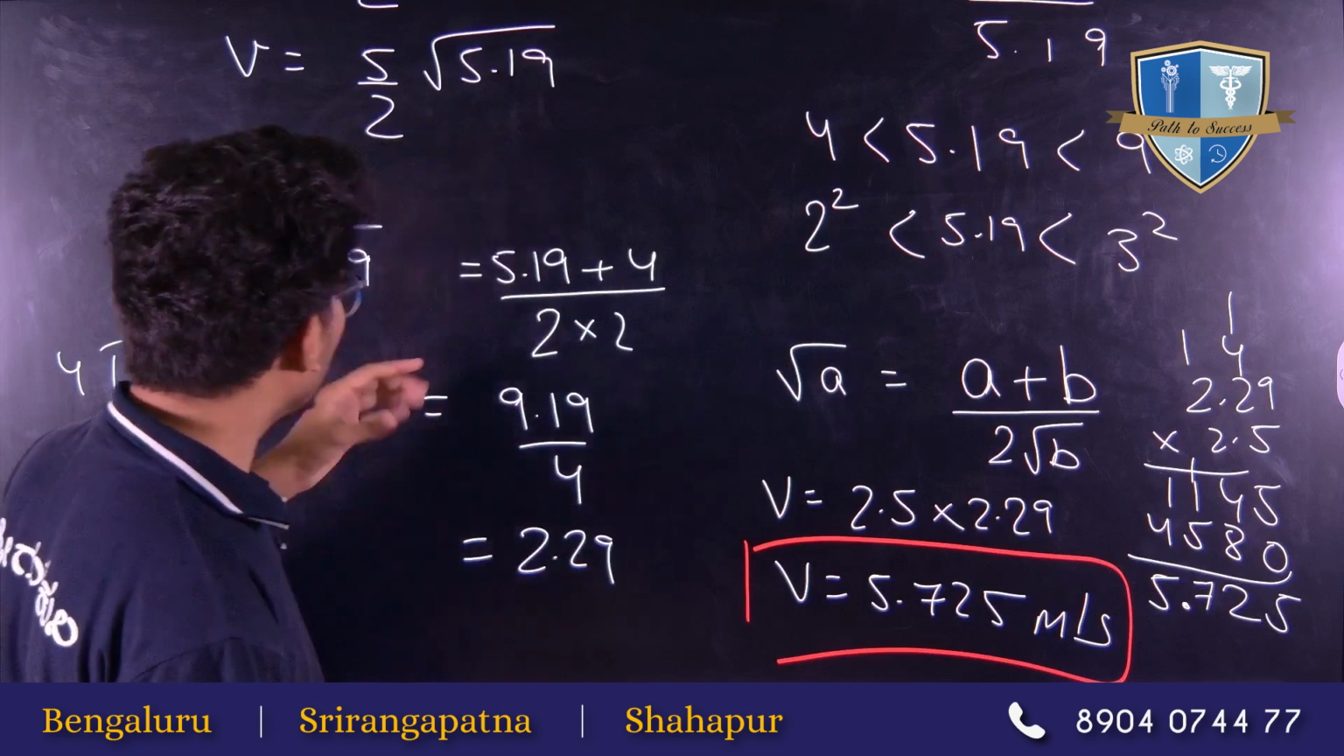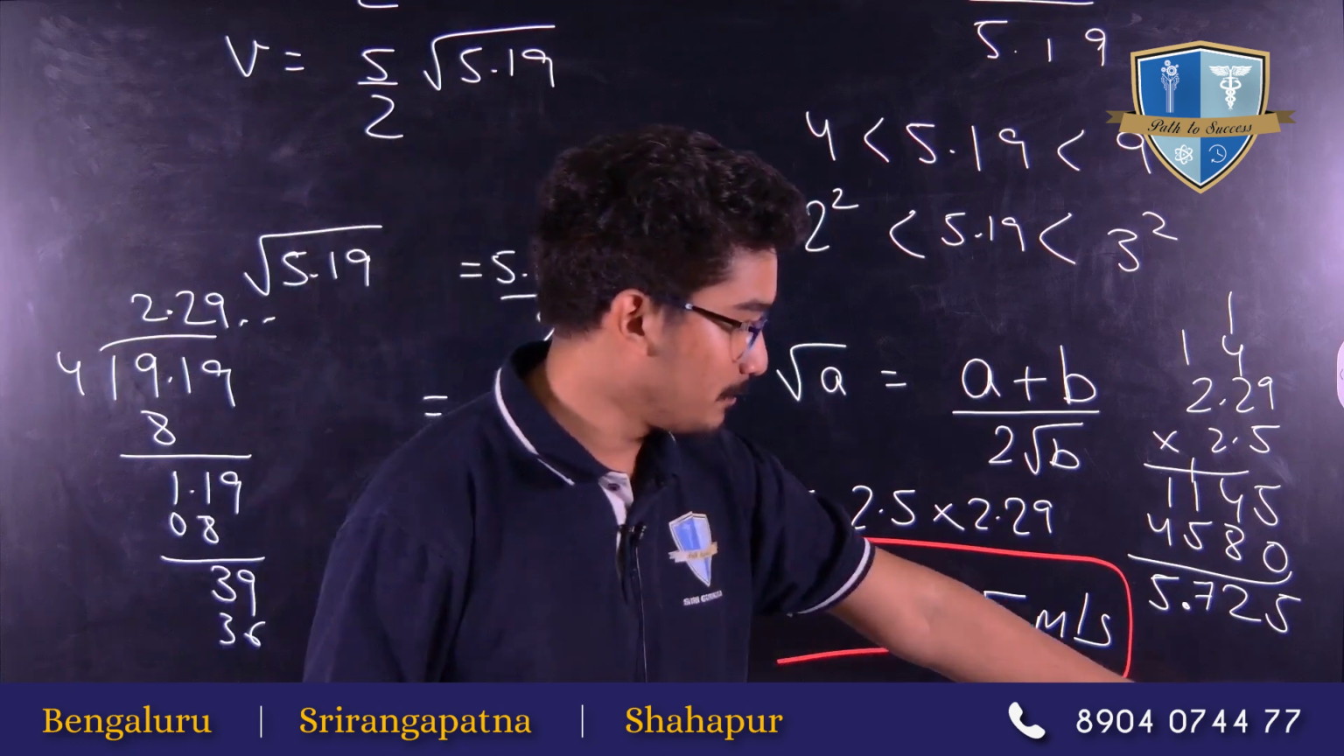Correct. So this is a method to find a perfect square. Now let's see another question.